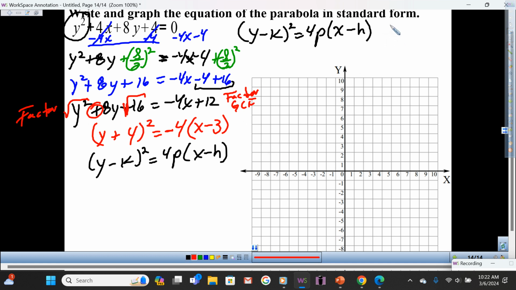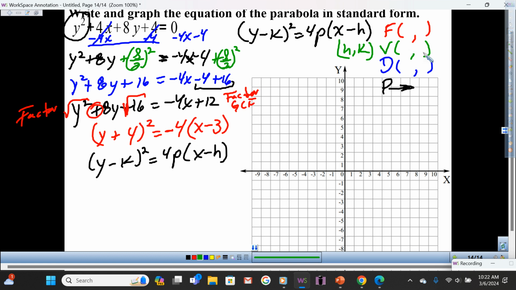On the side over here, write focus, vertex, point on the directrix, and the distance between the points. So we're going to start off with what we know from here. Well, we know that this is what? H and K. Is that correct?